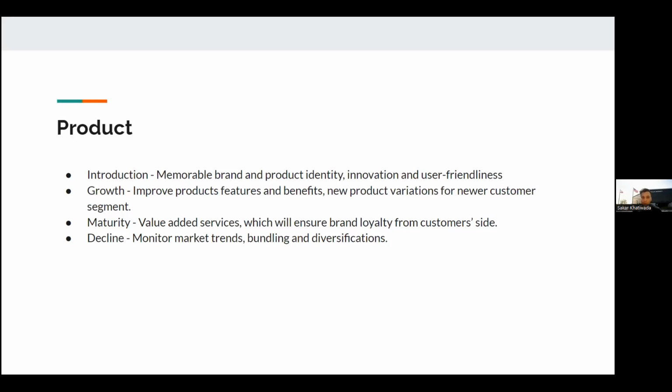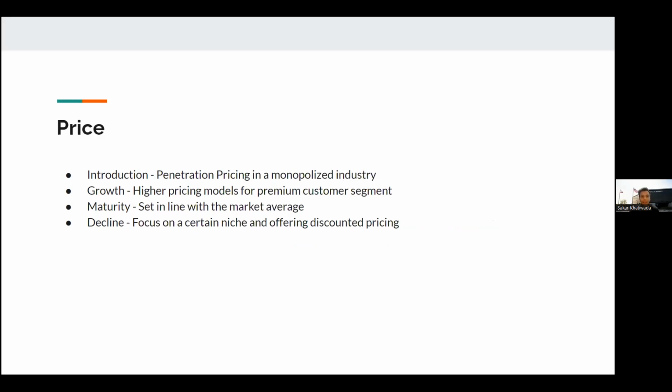Since WorldLink was established in 1995, there was only one competitor to WorldLink back then. It was Nepal Telecom. So while establishing the pricing strategy, it used a penetration pricing strategy. That means it priced its services low to gain market share and to attract new consumers.